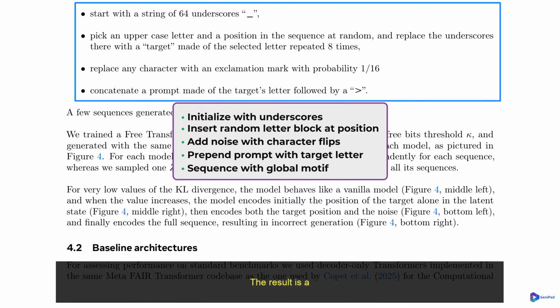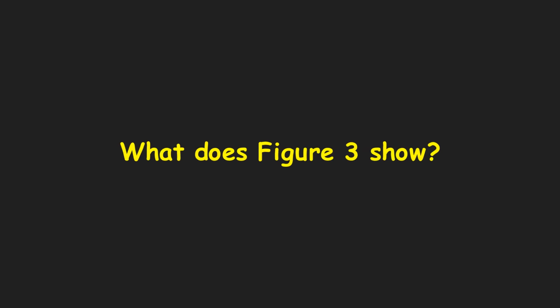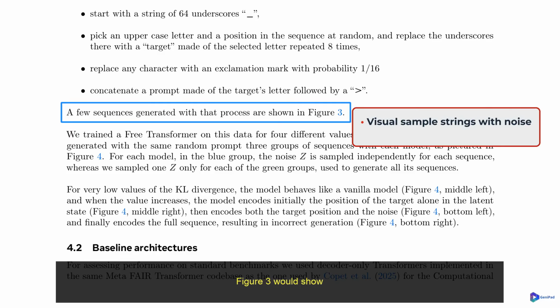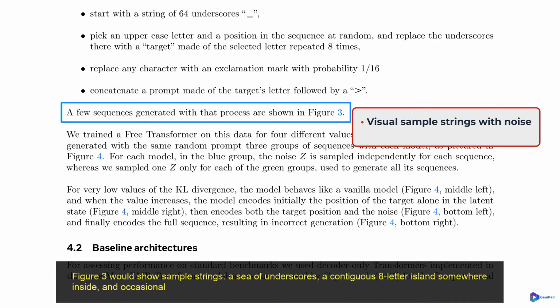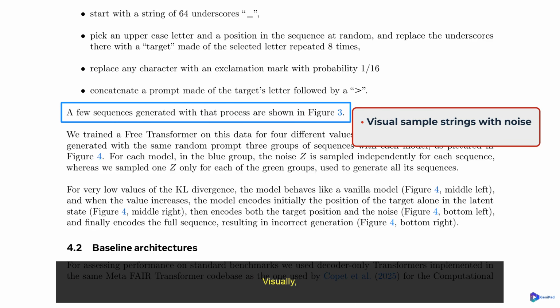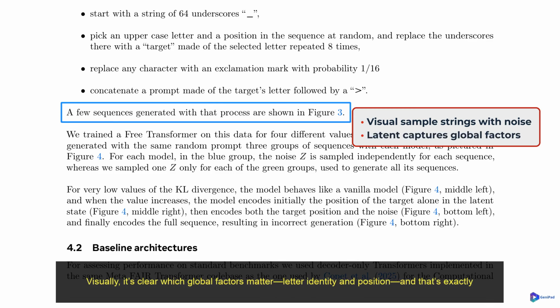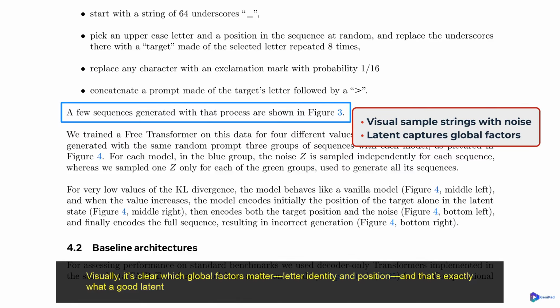The result is a mostly blank sequence with a single global motif: which letter appears and where. Figure 3 would show sample strings: a sea of underscores, a contiguous 8-letter island somewhere inside, and occasional exclamation marks as noise. Visually, it's clear which global factors matter, letter identity and position, and that's exactly what a good latent should capture.